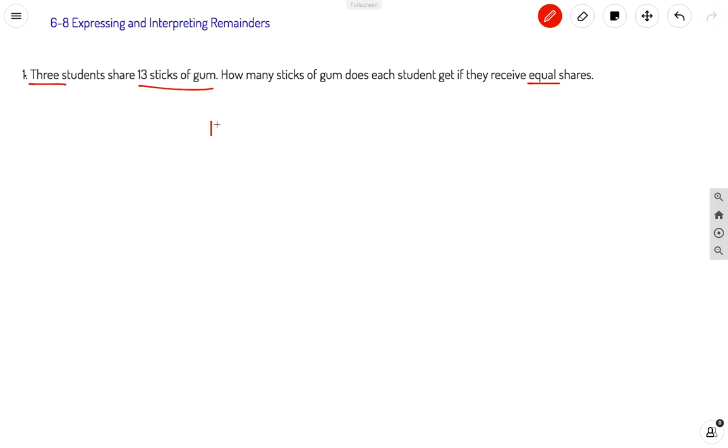is going to be 13 divided by 3 equals, and we could put a G for gum. So we have 13 sticks of gum divided by 3 students equals how many sticks of gum each student is going to get. So I'm going to rewrite this problem now in order to solve using division. So I have 13 divided by 3.